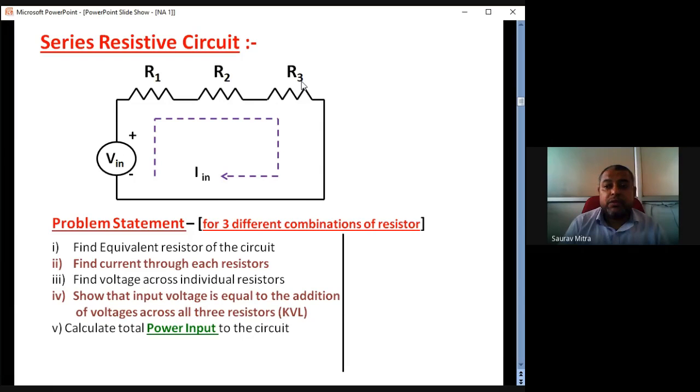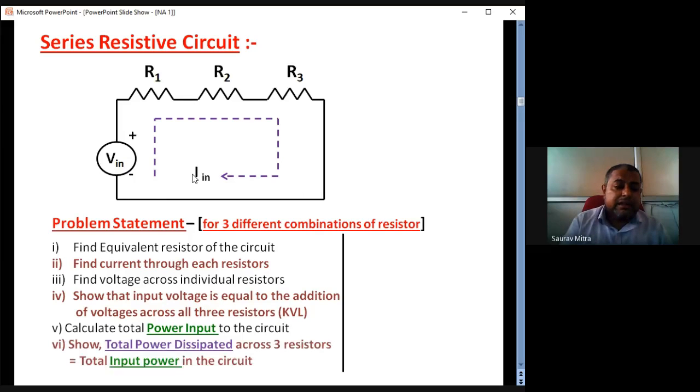What is a power source and what is a power sink? In this case, I can ask you, what is the total power input to the circuit? Input power can be calculated as input voltage multiplied by input current. If you multiply these two, voltage and current, you get the input power to the circuit. That is Vin into Iin. Then the last thing you have to show is the total power dissipated. How can we find it? Because power is getting dissipated at all the resistances.